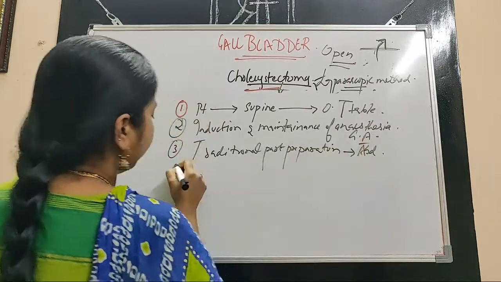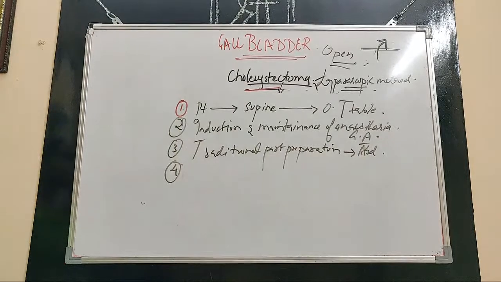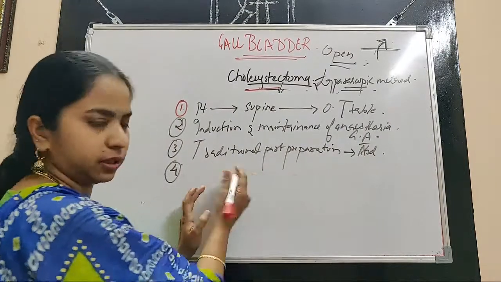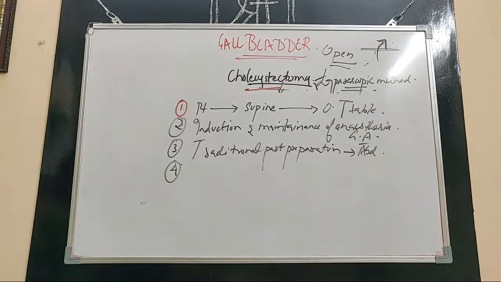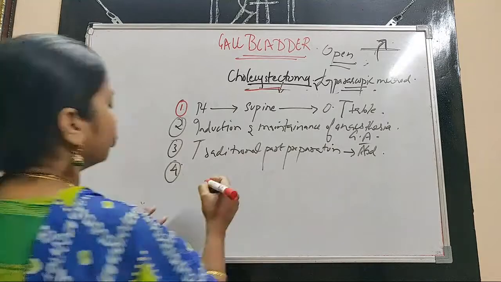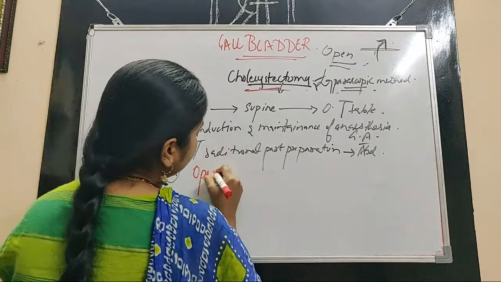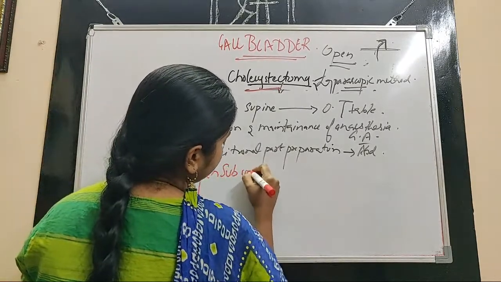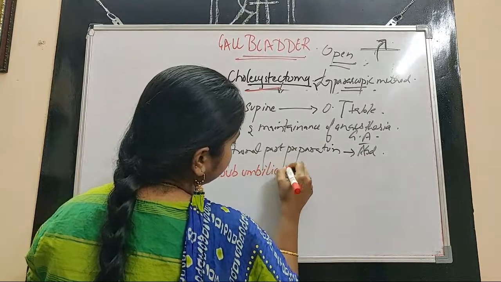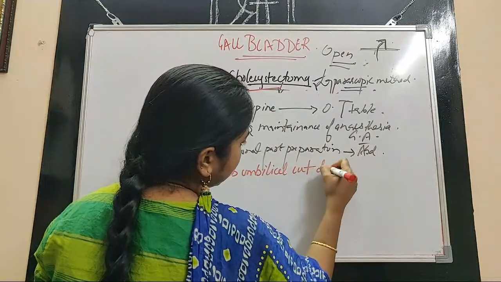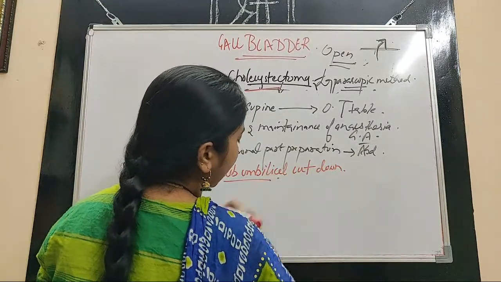Of the abdomen. And after this, now we have to make a port, that is the basic, that's the camera port. So which is the area for cholecystectomy where we'll be doing, and it is called an open subumbilical port, or it's also known as open subumbilical cut down.